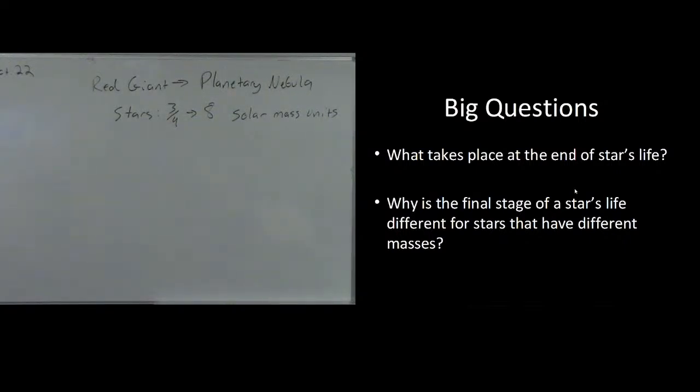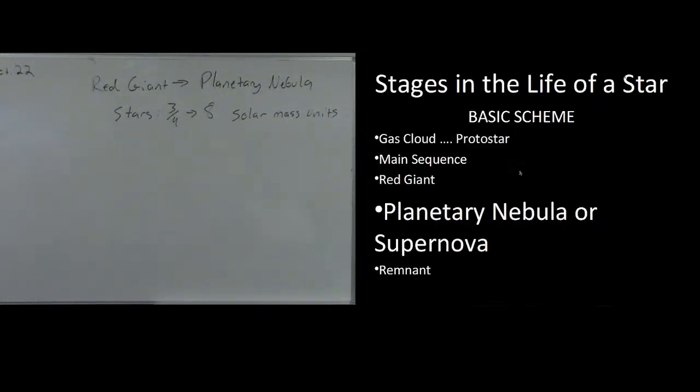And then some comments on why the final stage of a star's life is different depending on whether it's a very massive star, probably 8 solar masses or larger, versus a few solar masses and smaller. There's a difference in the way the stars die. So we're going through this basic scheme.